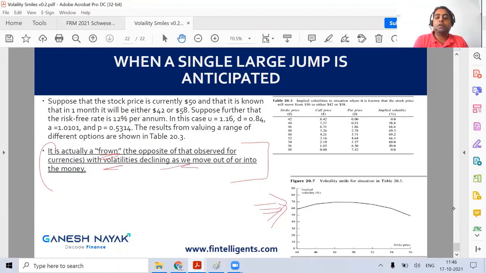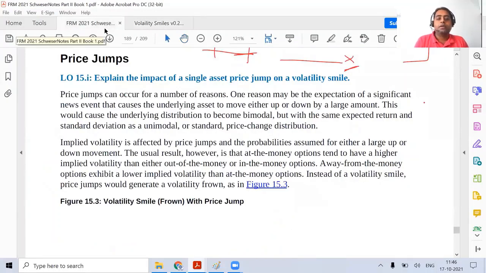There is a table from your GARP book which connects back that implied volatility is very, very low for deep in the money and deep out of the money. But for at the money and near to that, the volatility is very high. And that has also been covered in your book. I want you guys to read this entire section which is connected over here.